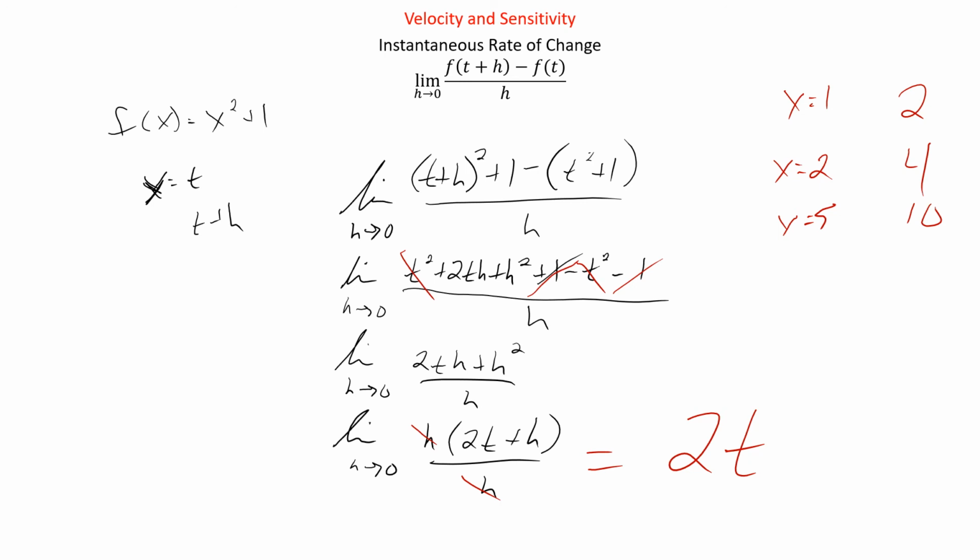So that's the instantaneous rate of change. Sensitivity is just how much something is changing for a little change in the other variable, because variables work on each other. So for every little change in x, what is y doing? And it's the exact same thing as this. There's no difference.